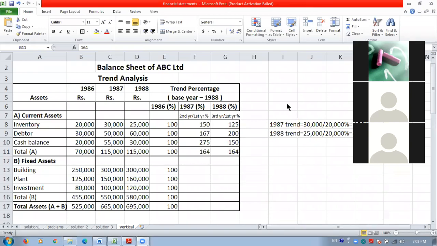Okay. Next is 120 on 128. Right. Very good, Karan. So for next also calculate for this thing. Building, calculate the trends. 3 lakhs divided by 2,50,000 percentage. So base year is always 100. Keep in mind all the time. It is very important that base year is all the time 100.